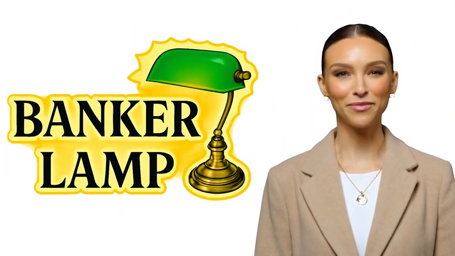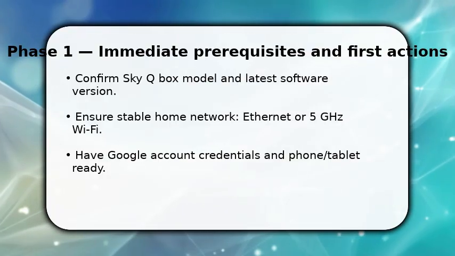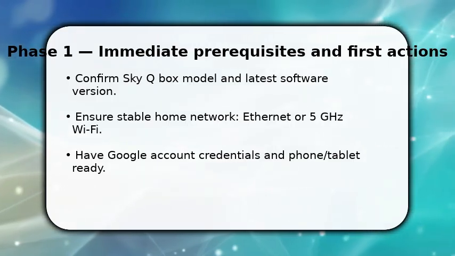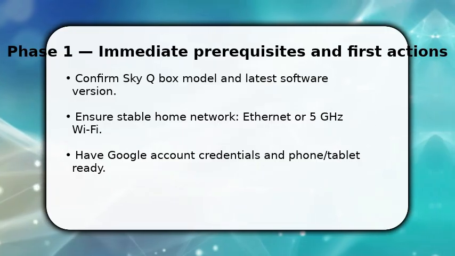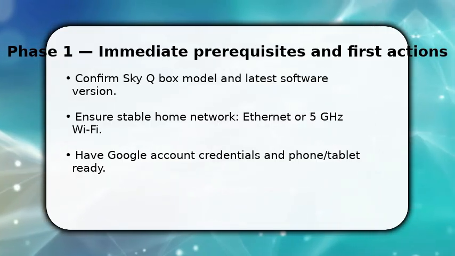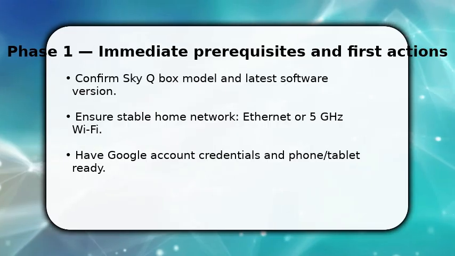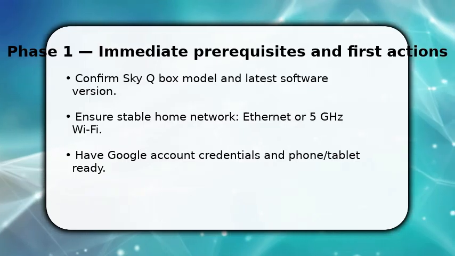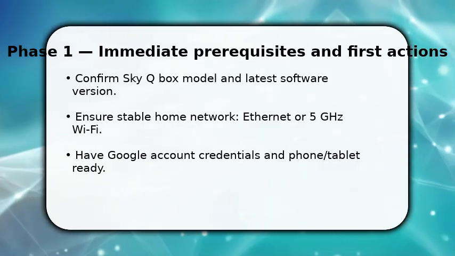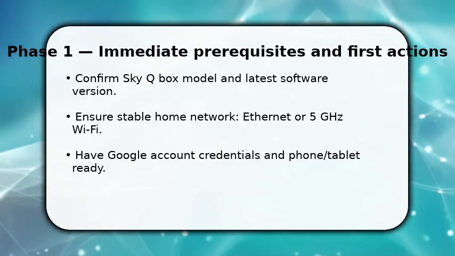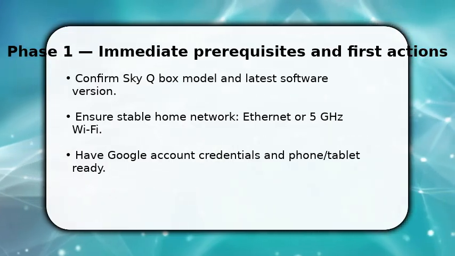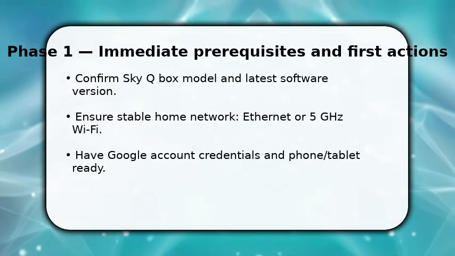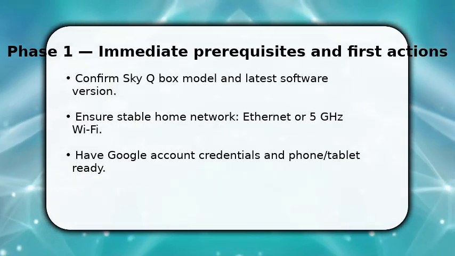Please enjoy the video. You start by preparing the SkyQ environment so the rest works smoothly. First, check your box has the latest SkyQ update. This unlocks app support. Next, connect the box to a reliable router. Ethernet is best. Otherwise, use 5 GHz Wi-Fi to reduce buffering. Finally, get your Google account and a smartphone ready because you may need to sign in or pair devices. Once done, proceed to the Apps section on the SkyQ home screen to begin installing.